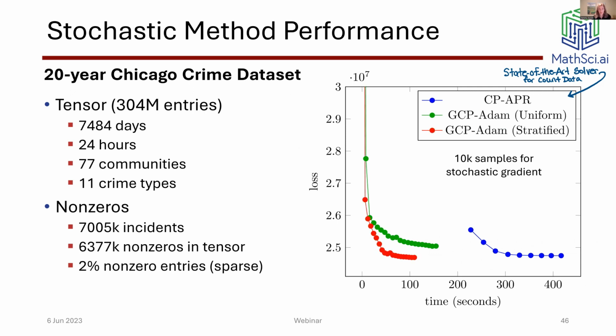but then we haven't won anything by being random. But if we use this stratified sampling, now we're making more progress with each stochastic gradient evaluation, and we get down to the same quality of solution, and we do it much faster. We're using 10,000 samples for each stochastic gradient that we compute here, and each dot here is an iteration of the method.